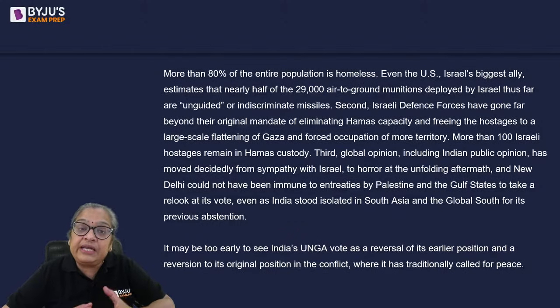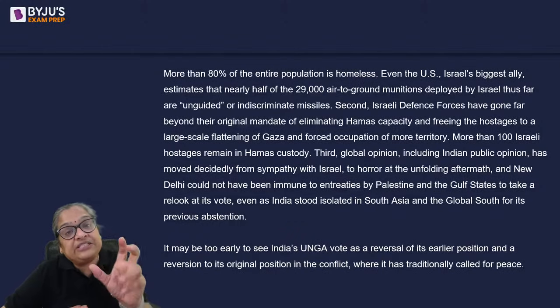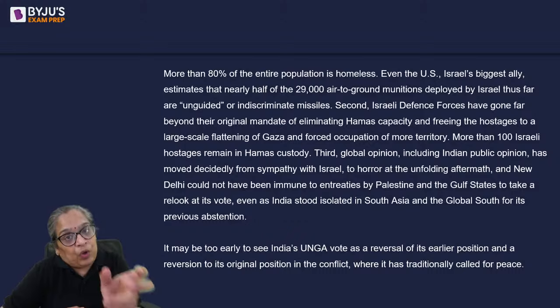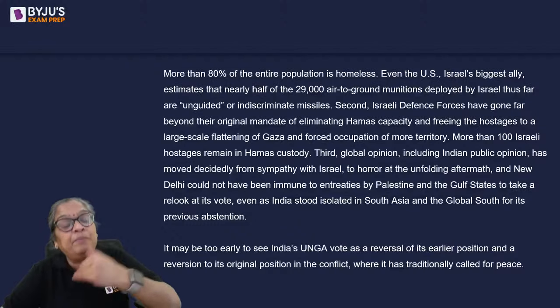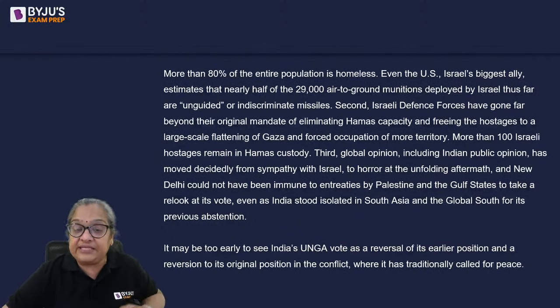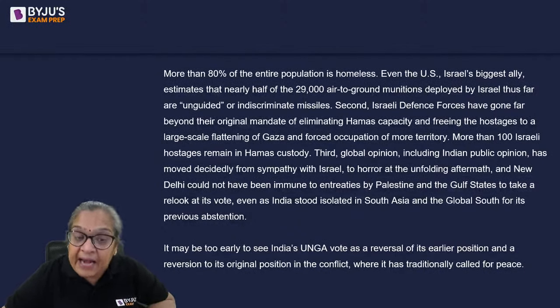And therefore, India found that public opinion has changed from sympathy for Israel towards sympathy for the residents of Gaza, and even Indian public opinion has turned against Israel. Okay, and New Delhi could not have been immune to entreaties by Palestine and Gulf states to take a relook at its vote.